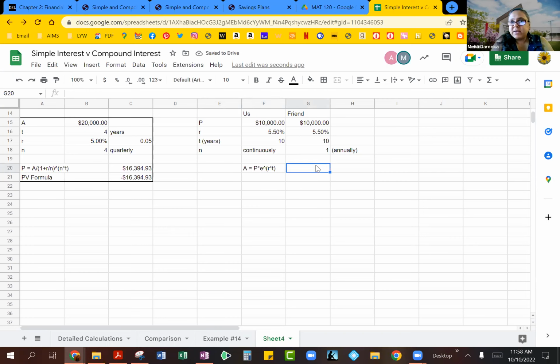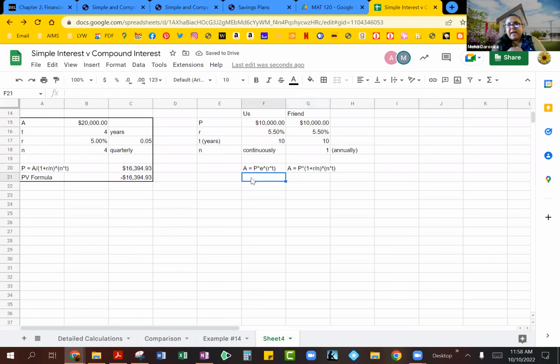Now for the friend who is getting compounded annually, of course, we have to use the regular compound interest formula, right? So that one, remember, was the formula of A equals P times parentheses 1 plus R divided by N, and then remember you raise it to N times T. So that would be for our friend.